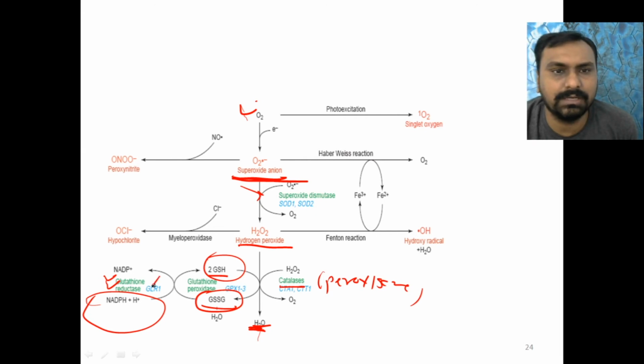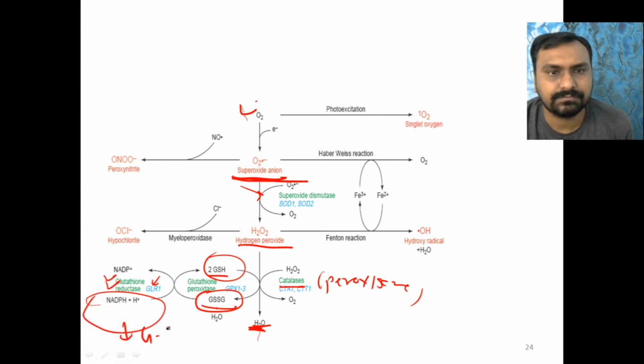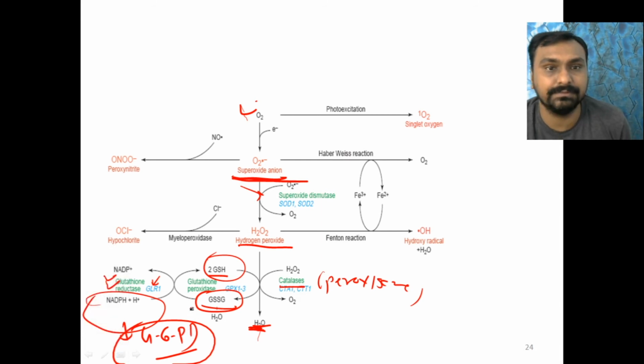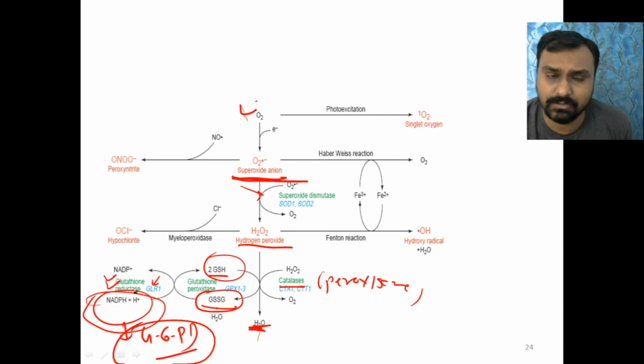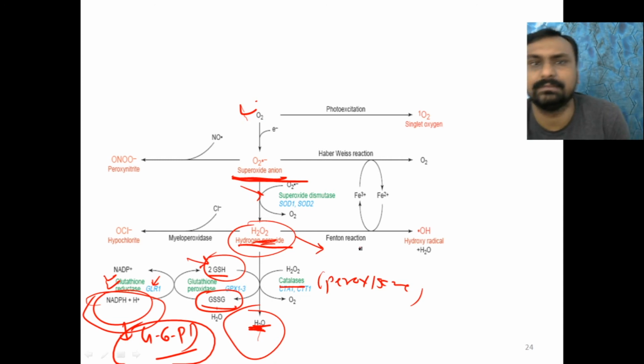So the glutathione reductase enzyme requires NADPH, and this NADPH we get from the HMP pathway, G6PD. So in case of G6PD deficiency, what happens? NADPH is not produced. If NADPH is not produced, oxidized glutathione is not converted to reduced glutathione, and reduced glutathione is helpful for conversion of H2O2 to H2O. So H2O2 will accumulate, it can damage the cell membrane and lead to hemolysis, right?